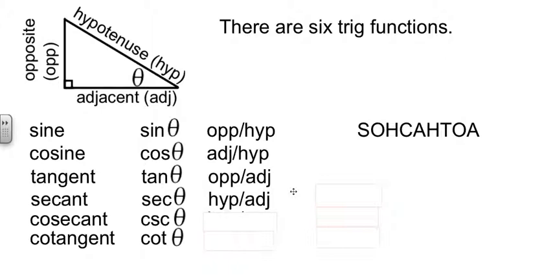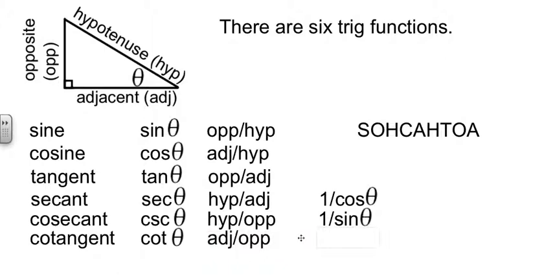Secant is hypotenuse over adjacent, or you could say secant is 1 over cosine of the angle. Cosecant is hypotenuse over opposite, which is 1 over sine. And cotangent is adjacent over opposite, 1 over the tangent. And you have 2 different ways you can find this. You can either use the ratio here, or you can use 1 over the value you got from up here. Either way works for me.